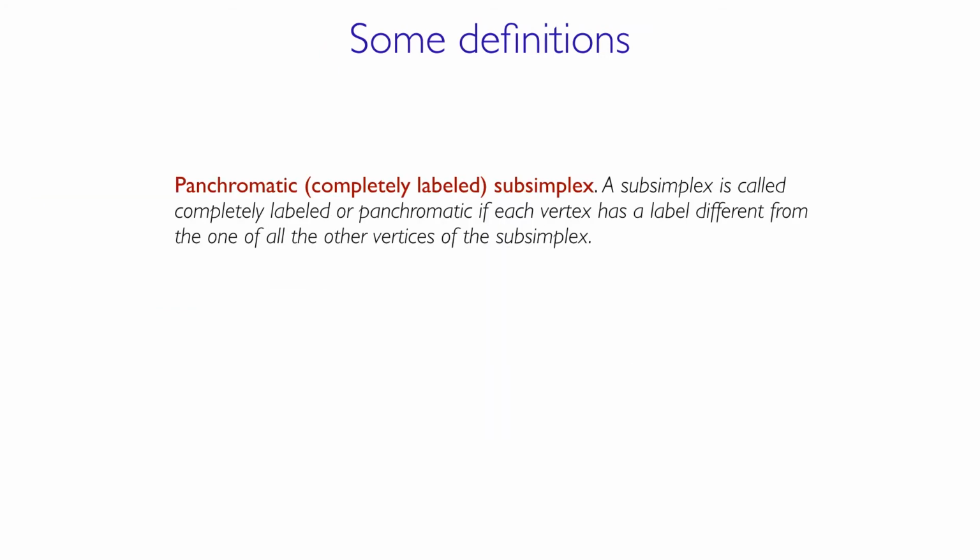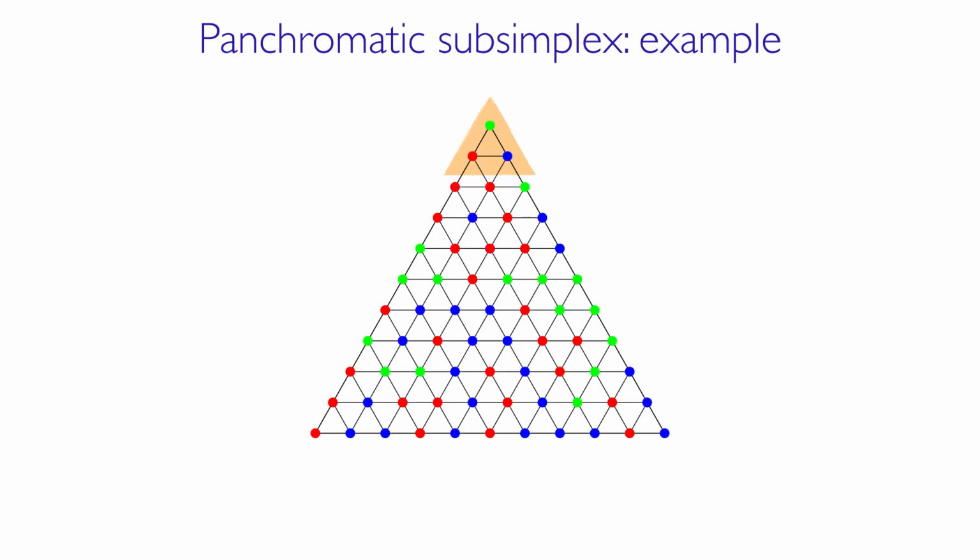We need to introduce some definitions. We call a subsimplex panchromatic if all the vertices of the subsimplex have different colors. Since by definition a subsimplex has a number of vertices equal to the simplex, a panchromatic subsimplex has all the labels. Here an example of panchromatic subsimplex marked in orange. Here another example.